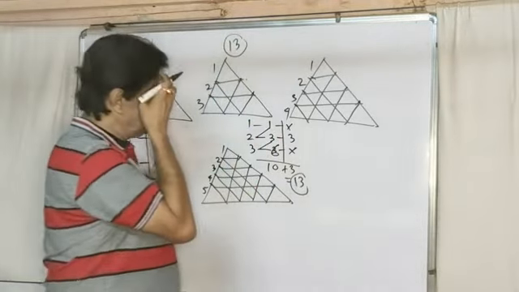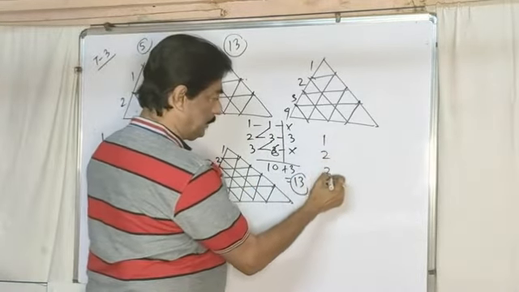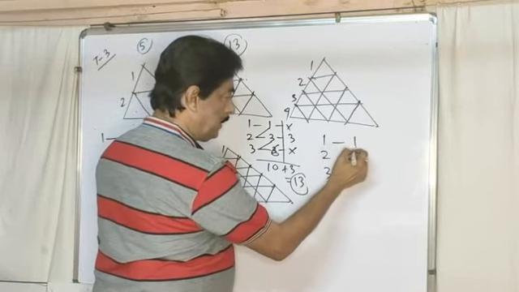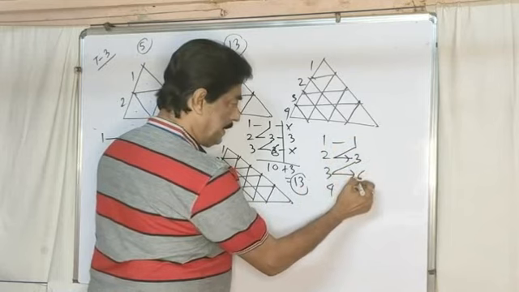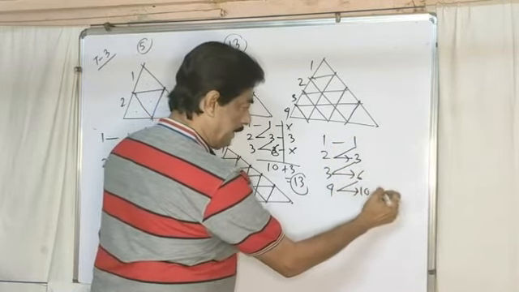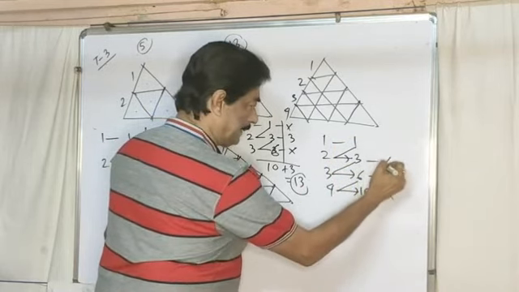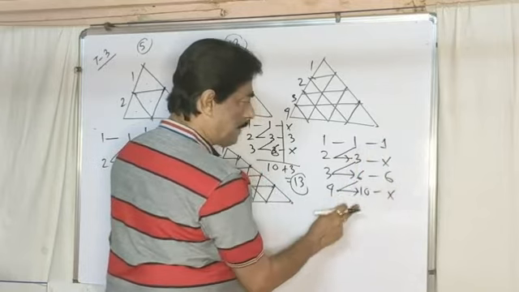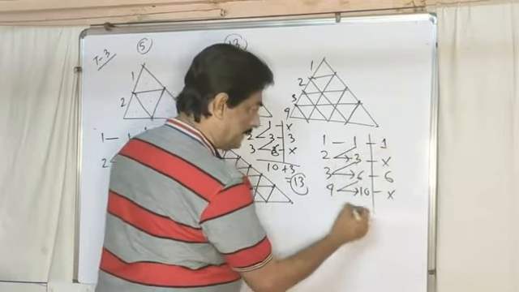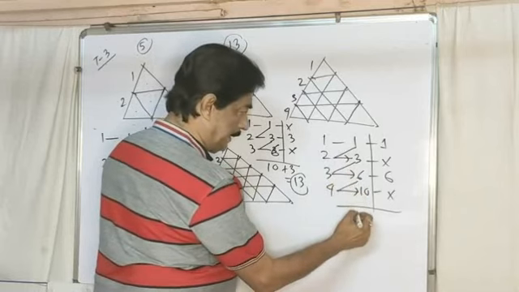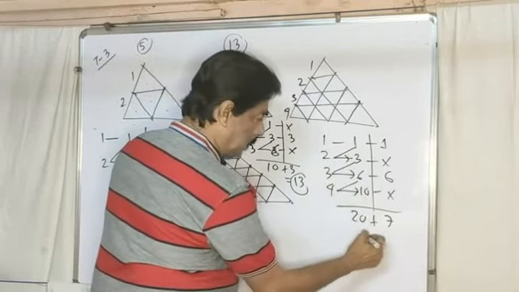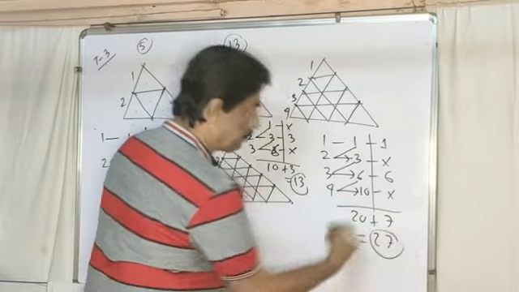Next case. 1, 2, 3 and 4. First copy 1. 1 plus 2 is a 3. 3 plus 3 is a 6. 6 plus 4 is a 10. Skip, then copy. Then skip, then copy. Remember, first skip, then copy. Add this number. 6, 10 and 10 is a 20. Plus 7. Total number of triangles 27.